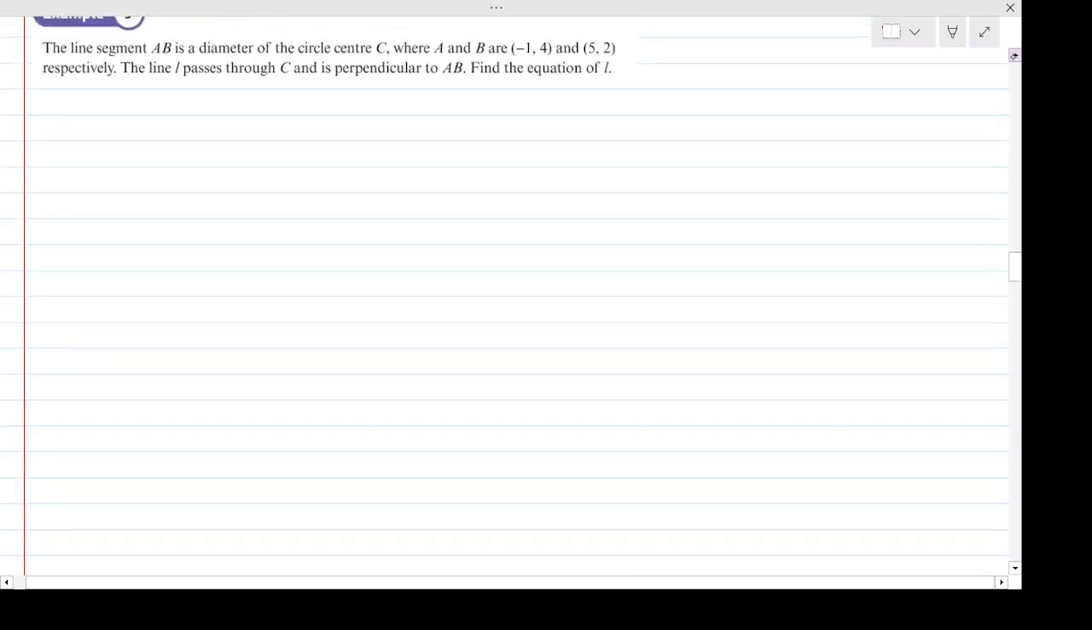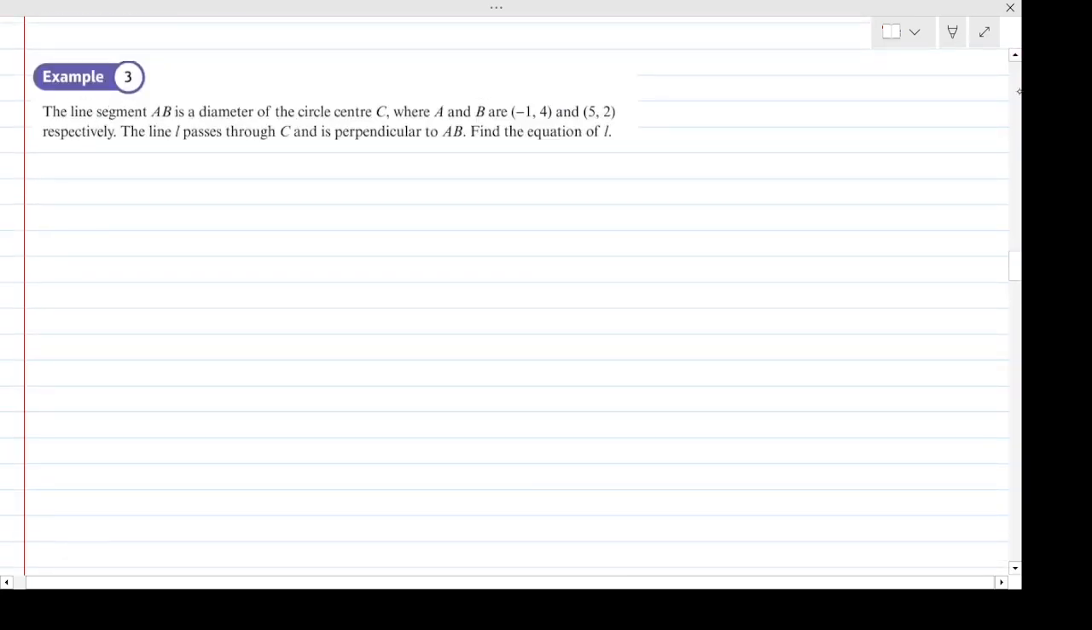Okay, let's have a look at some perpendicular bisectors then, by extending this idea. So you have a line segment AB which is a diameter of a circle C, where A and B are (-1, 4) and (5, 2) respectively. The line L passes through C and is perpendicular to AB. Find the equation of L. Okay, so there's a bit going on there.